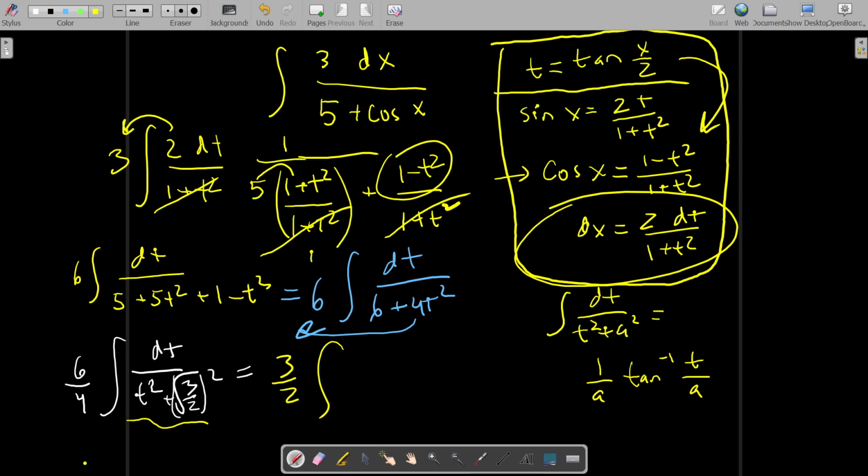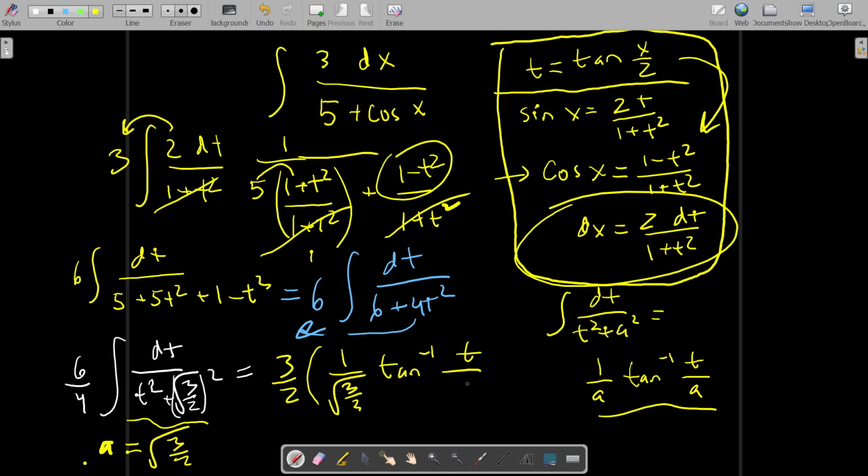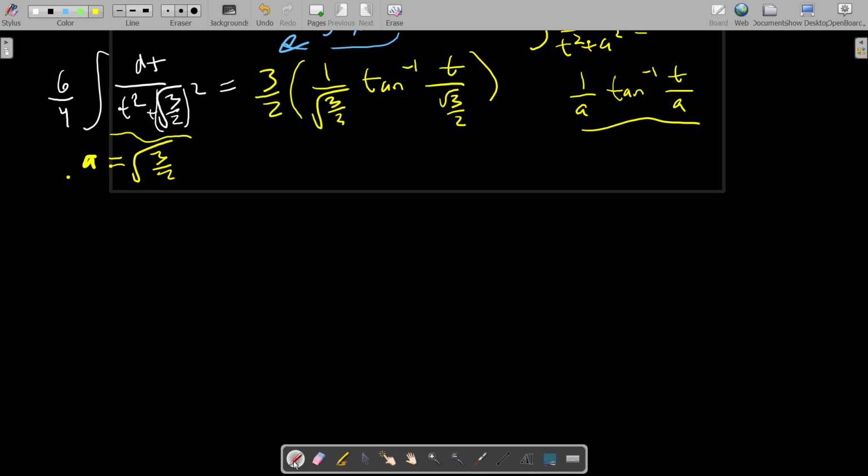So then, let me back up for a second. Let me erase this. We've established a is the square root of 3 halves, and we'll use this formula here. So what we're going to end up with is 1 over a, 1 over a being square root of 3 over 2, and tan inverse of t over square root of 3 over 2. And okay, now coming down here, we just need to rewrite this.